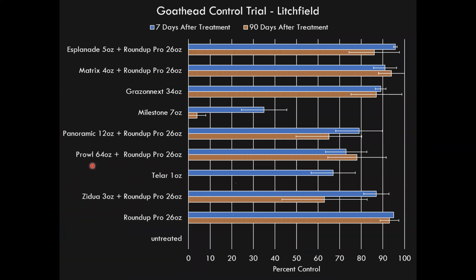This product, Prowl, is a pendimethalin product that you can get at ACE. This product, the Panoramic plus Roundup, is a Roundup extended control. And 90 days out, we're getting pretty good suppression, not great suppression. And then this is that Durazone product that you can buy down at Ace Hardware, giving about 85% control 3 months after treatment, so pretty much the entire summer.